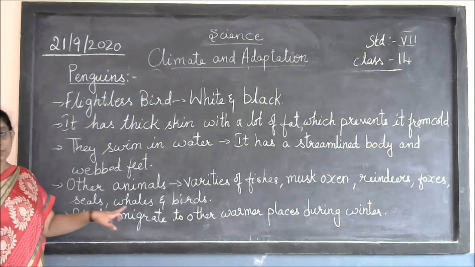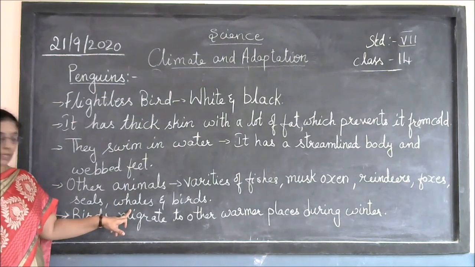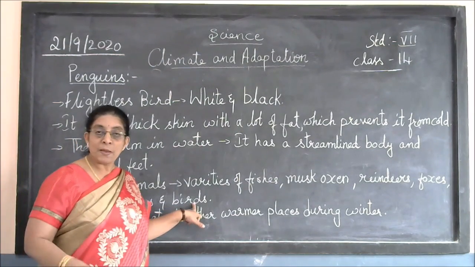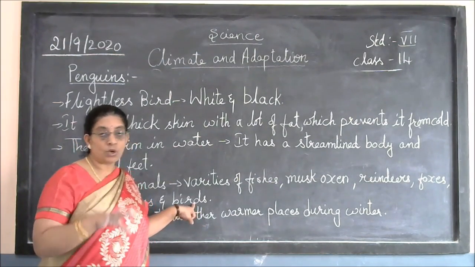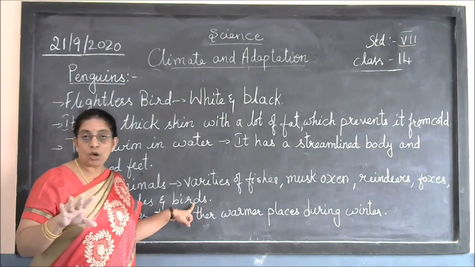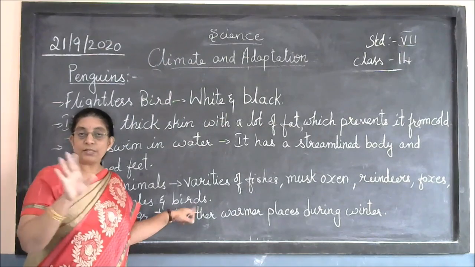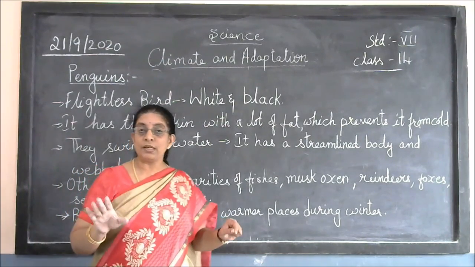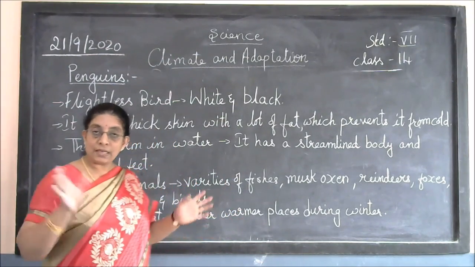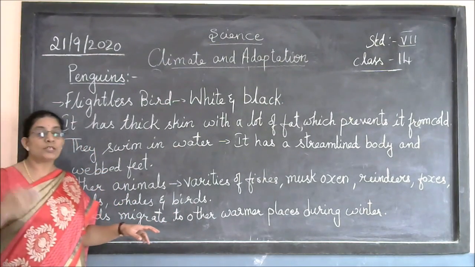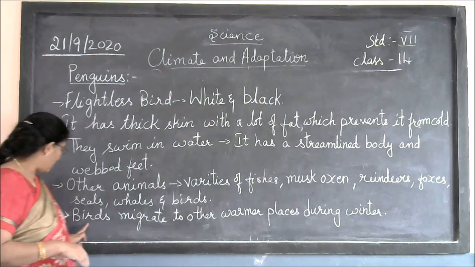Okay, you know seals, whales, all these usually live in water, and they have got a number of varieties of birds. And these birds do not stay there for a longer time, or they don't stay there permanently. These birds you can find only during the warm days, and during the cold days they migrate to other places where the climate is warm.